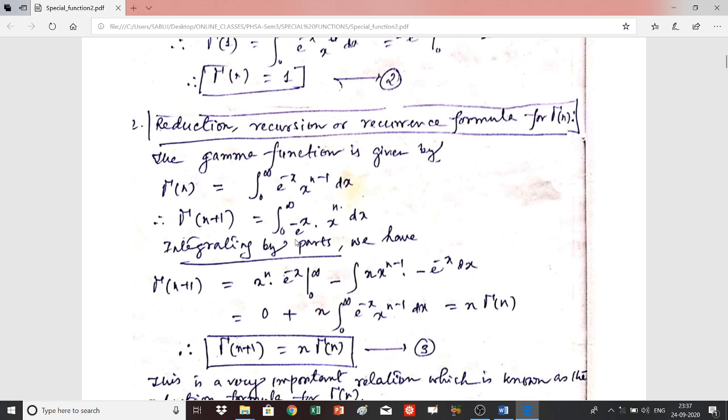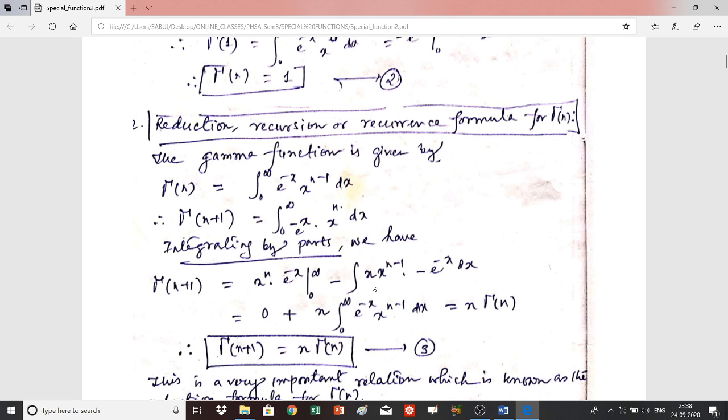And after that, the integration of this function will give you minus e to the power minus x and then dx, because you know that the integral of u dv is equal to u times the integral of dv, minus the integral of the derivative of u times the integral of dv.